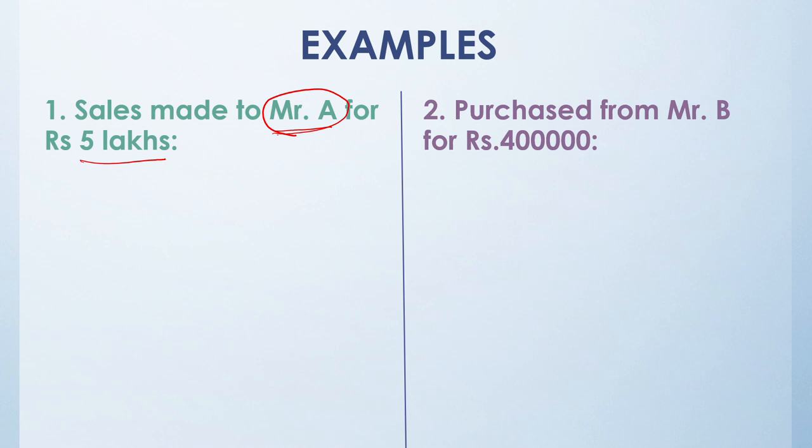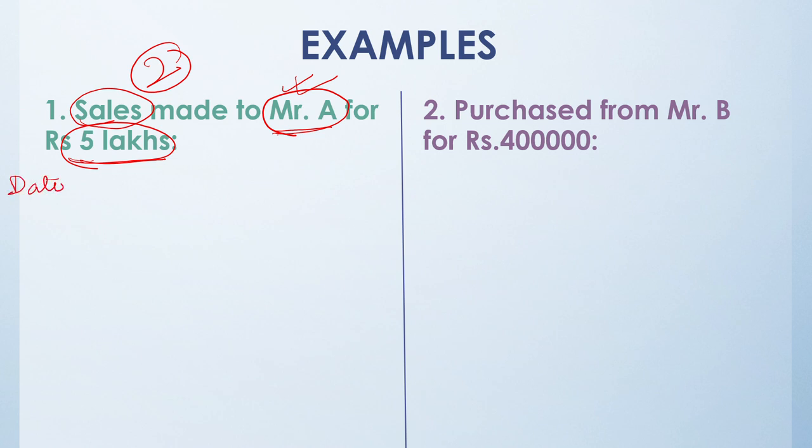And since we are following the double entry system of accounting, you should have at least 2 accounts in the journal, one for the debit side and one for the credit side. So one account I have identified is Mr. A account. The other account is sales, right? The amount here is also clearly given. It is for rupees 5 lakhs. So let's first construct the journal here.